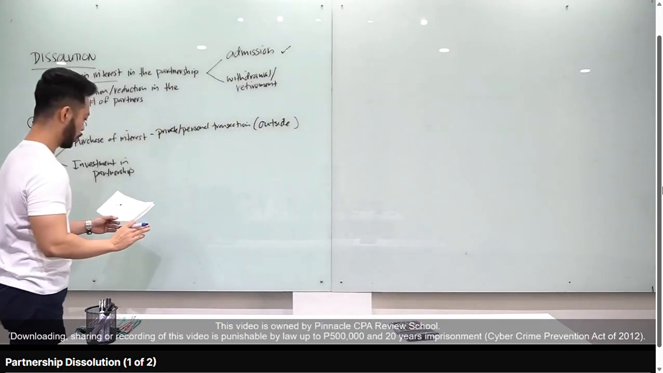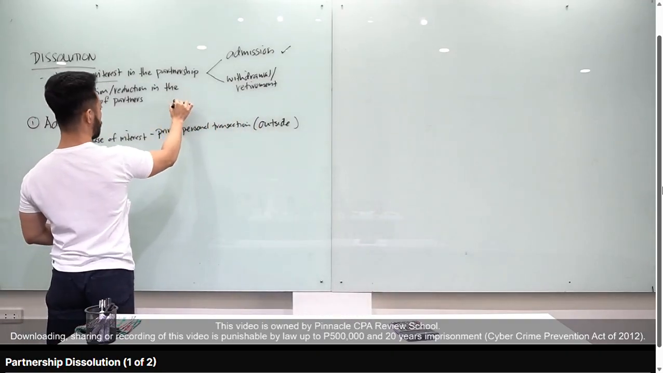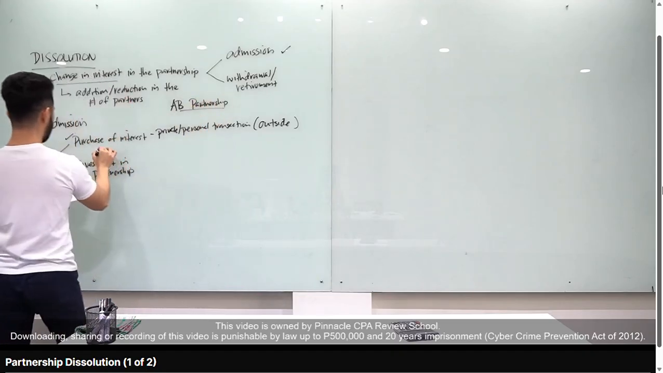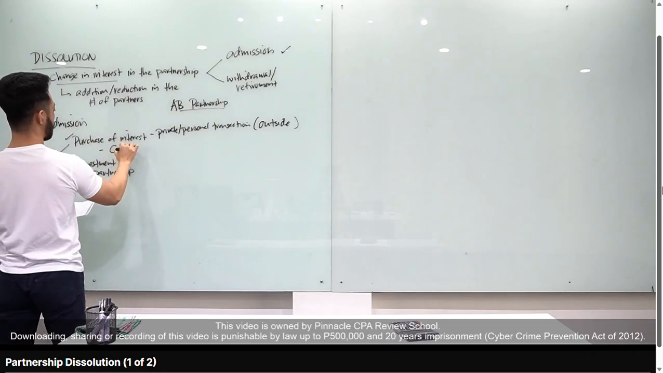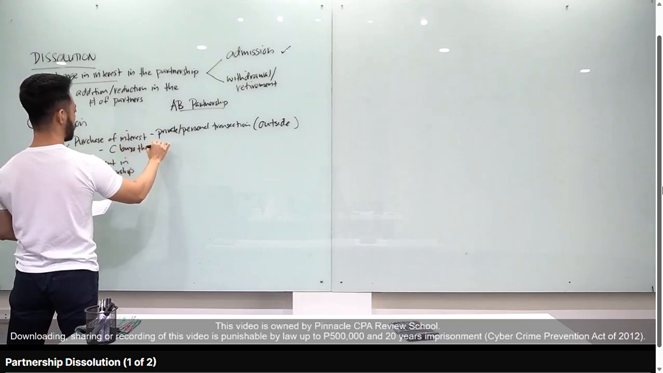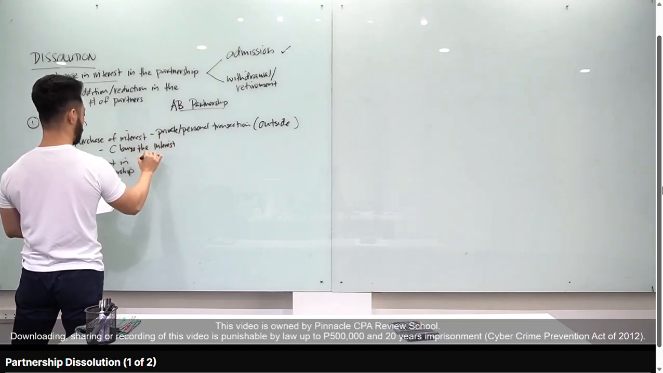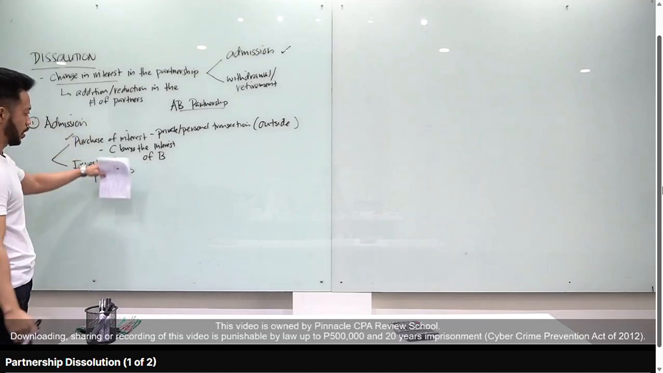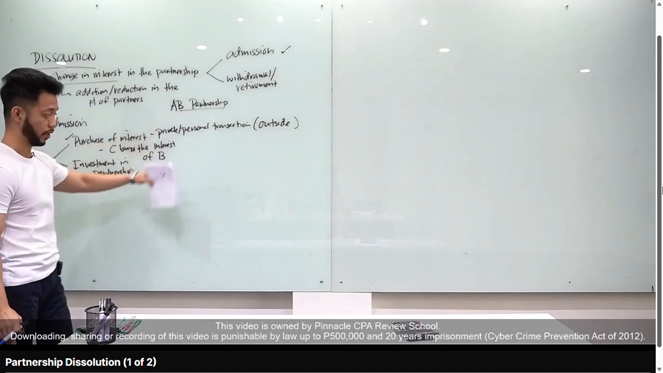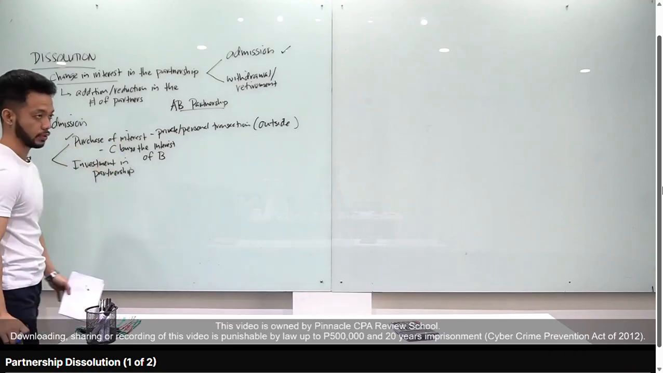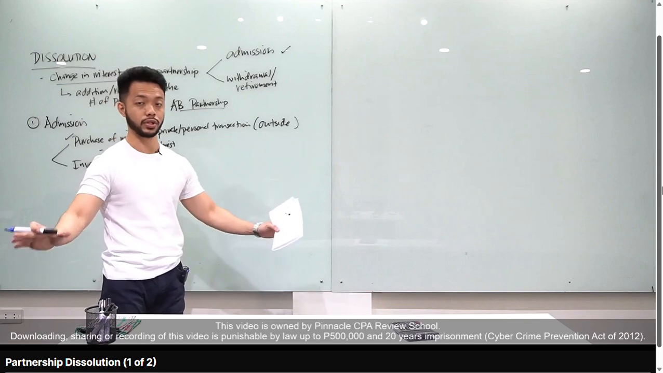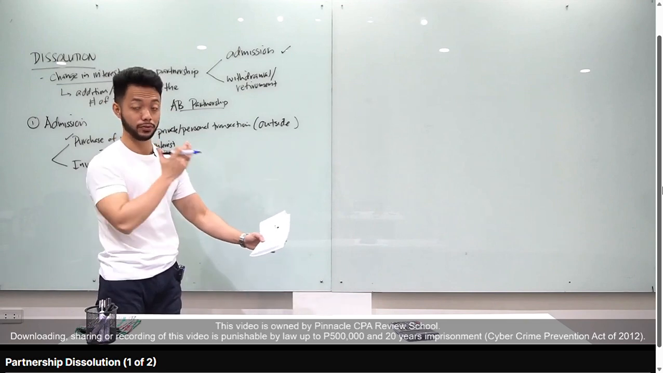Magbigay tayo ng example. For example, class, meron tayong existing partnership, AB partnership. And then, si partner C, okay, C buys the interest of B. So si C, bagong partner siya, in-admit siya, new partner, bibili niya yung interest ni partner B. Okay? So ang tawag natin doon is purchase of interest. Now, yung babayad ni C kay B, hindi natin i-record yun sa books of the partnership. Ganun din sa formation, di ba? Ganun din dito sa dissolution.